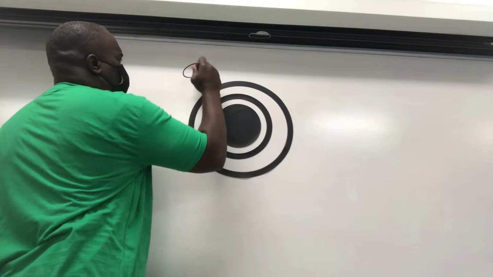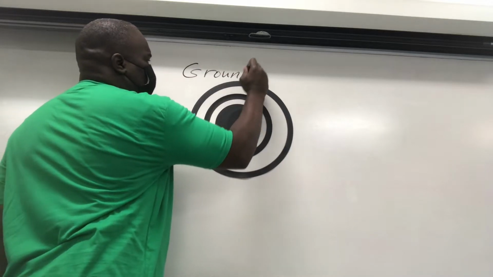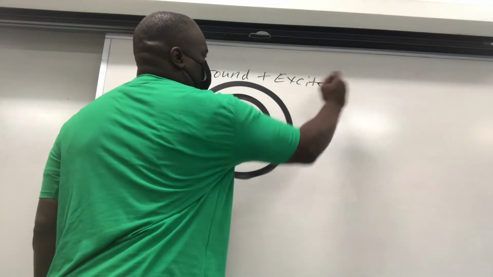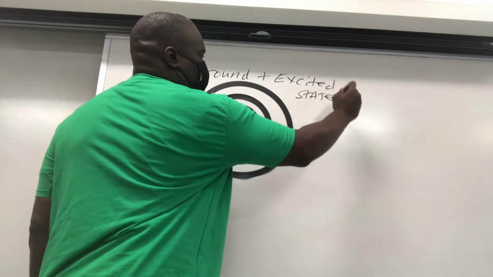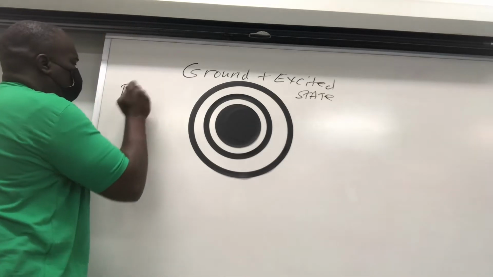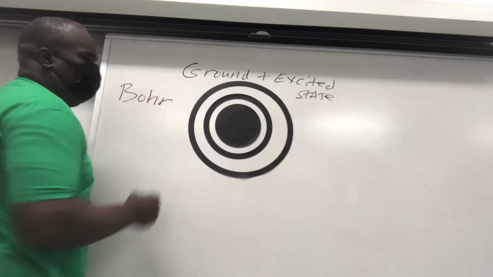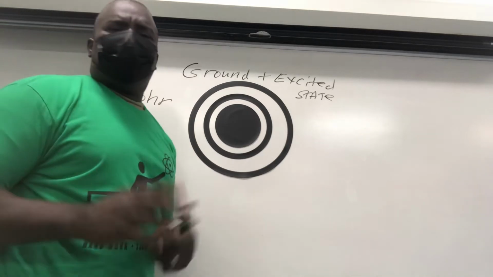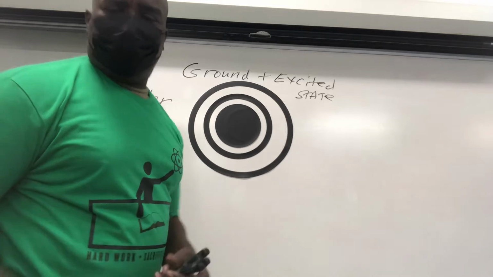We are looking at the ground and the excited state, in relation to whose model? In relation to the Bohr model. So B-O-H-R, the Bohr model of the atom. Okay, so what we're gonna do, we're gonna look at lithium again. So I like lithium for some reason.